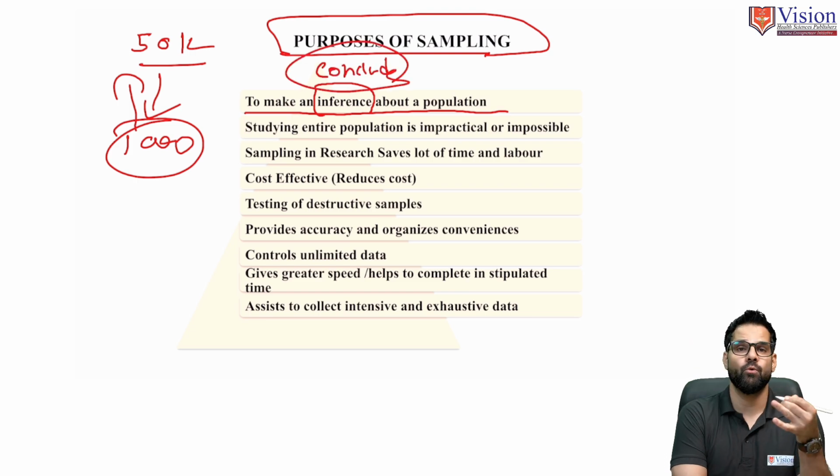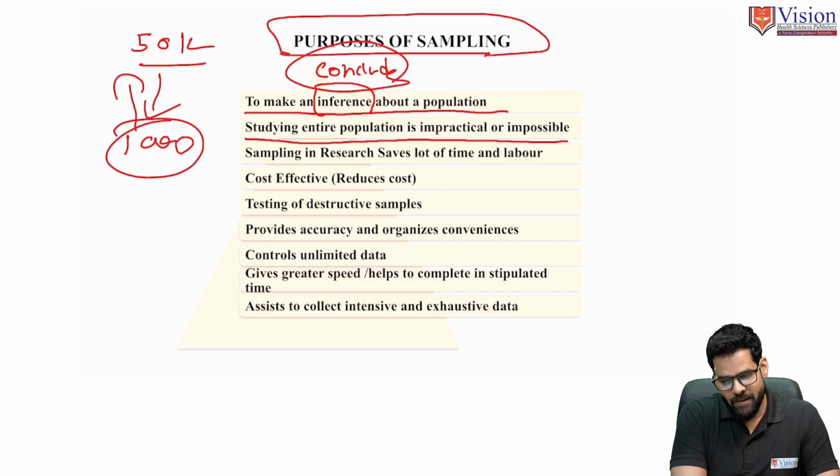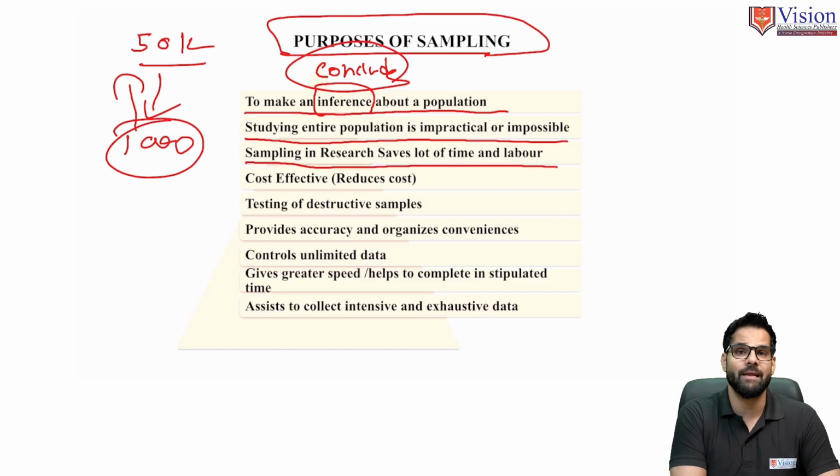We wanted to know about the population, and population is infinite. It's very difficult to go everywhere to each and every person, every element. So we can collect the data from a small representative. We call that sample, and we come to know about the population. Studying entire population is impractical and impossible, which already I told you. Sampling in research saves a lot of time and labor.